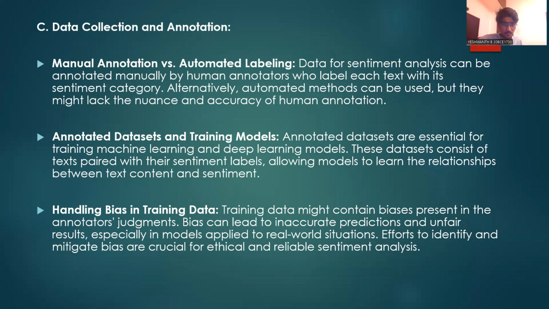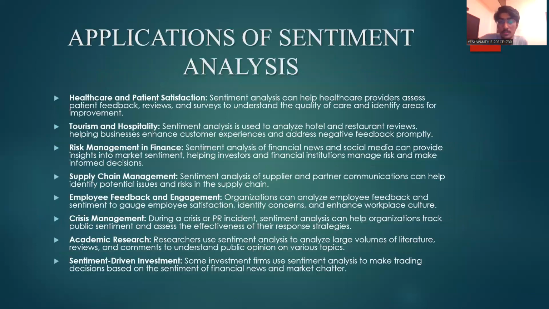Training data might contain biases present in the annotator's judgments. Bias can lead to inaccurate predictions and unfair results, especially in models applied to real world situations. So this would reduce the accuracy and the precision of the model, and this doesn't give the exact accuracy. So it might be very crucial. So efforts to identify and mitigate bias are crucial for ethical and reliable sentiment analysis.